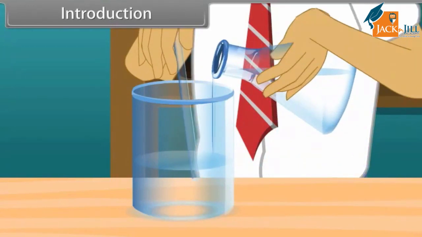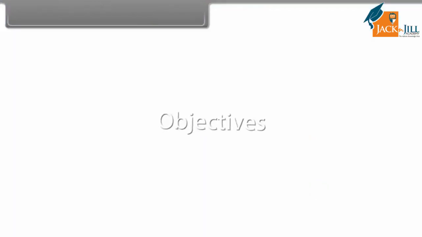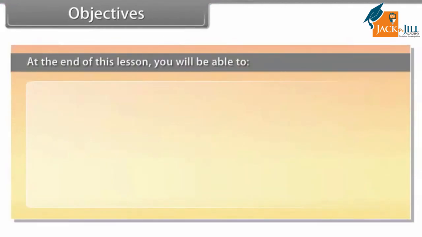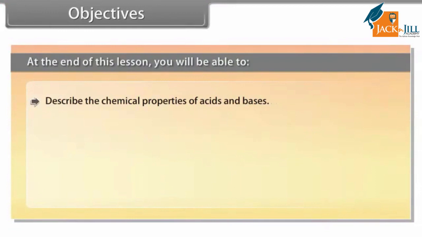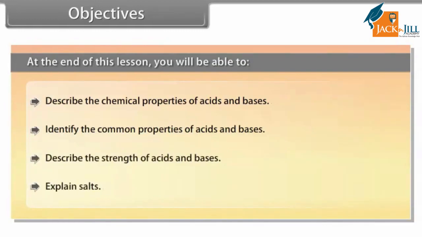Oh yes, I feel the container hot. Why is it so? Let me tell you, it is because of the reaction between acid and bases. Children, in this lesson we will learn about the chemical properties of acids and bases and about salts. Objectives. At the end of this lesson, you will be able to describe the chemical properties of acids and bases, identify the common properties of acids and bases, describe the strength of acids and bases, explain salts.